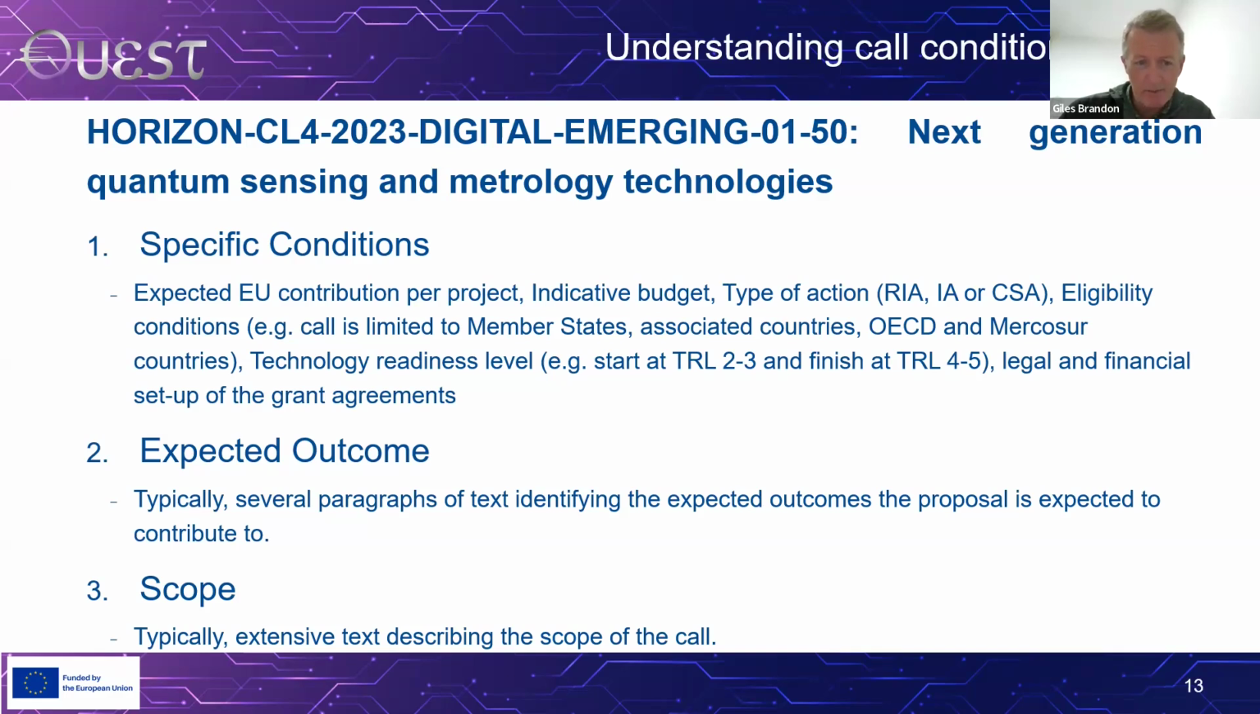In the section expected outcome, there'll typically be several paragraphs of text identifying the specific expected outcomes for the projects that are going to be funded. So this is an especially important part of text that you're going to need to read and probably print out. Likewise, the section scope, typically this will be maybe a page or more of extensive text describing the scope of the call, describing perhaps the types of activities, the types of technologies that they are expecting to fund.